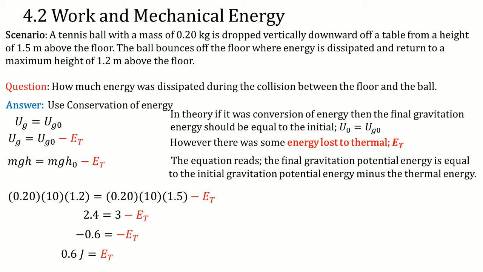This 0.6 joules was energy that was transferred out of the system. That is the reason why the final height is lower. Side note, if the height was higher, that means energy was coming into the system. Okay? But here, the ET was the energy loss. That 0.6 represents the loss of the energy going out of the system. There you go.